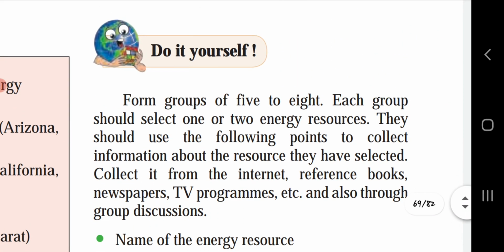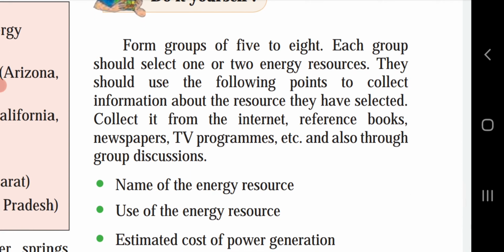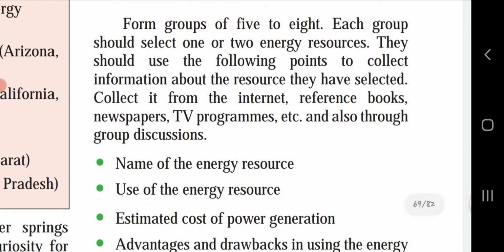Do it yourself. From groups of 5 to 8, each group should select 1 or 2 energy resources. They should use the following points to collect information about the resources they have selected. Collect it from the internet, reference books, newspapers, TV programs, etc., and also through group discussions. So now the following points are given. You have to complete this activity individually, by yourself.